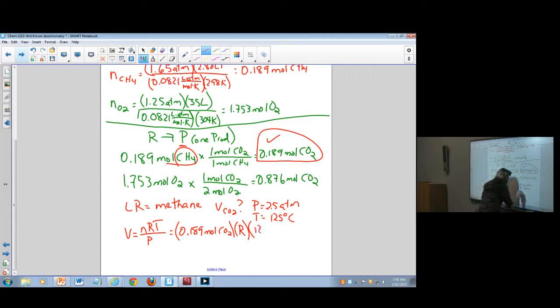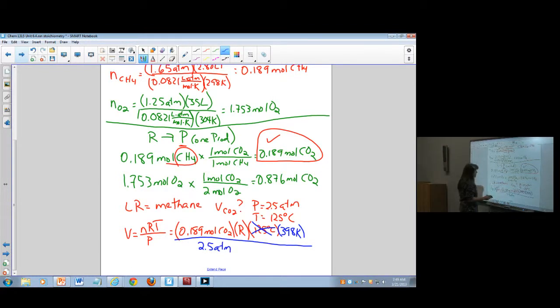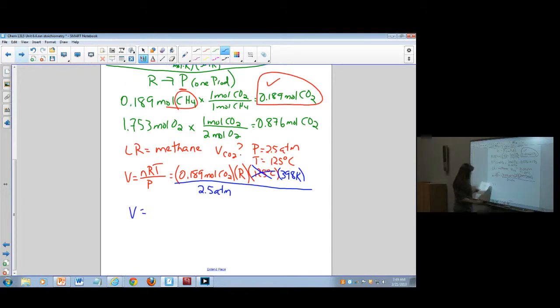Am I happy if you put in 125 degrees Celsius? Is the answer there if you put in 125 degrees Celsius? Yes, but that's not the thing to use. This would be 398 Kelvin. Divide all this by 2.5 atmospheres, and we end up with volume equal to 2.47 liters of CO2.